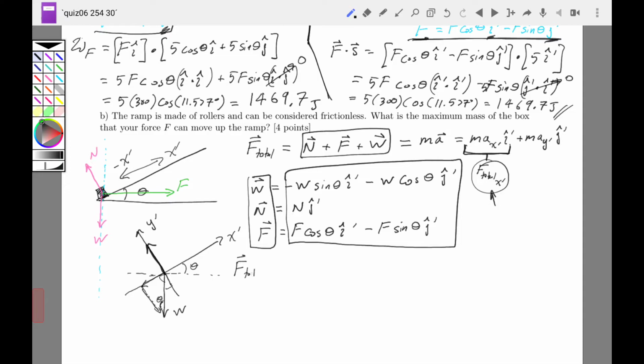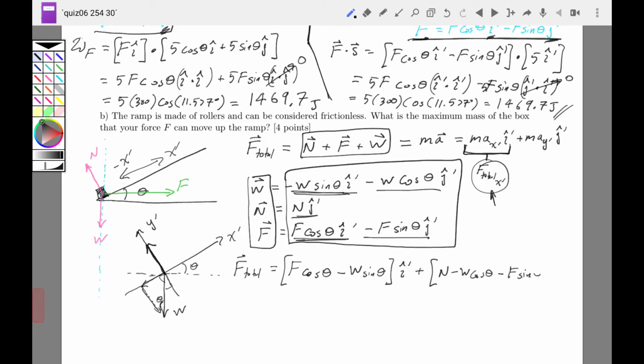So F total is, let's add up the x components. Let's do this one first, since it's positive. F cosine theta, and then we'll add this, negative W sine theta i hat prime. We'll do this one, N, plus that component, so N minus W cosine theta, plus this component, so minus F sine theta j hat prime. And again, this is the x prime component of the total force. If that's greater than 0, the block accelerates up the incline. If it's negative, the block accelerates down the incline. If it's 0, it can either go up or down.